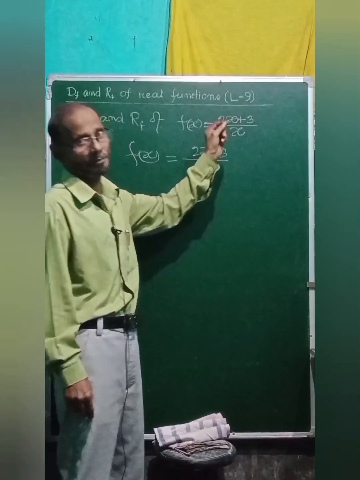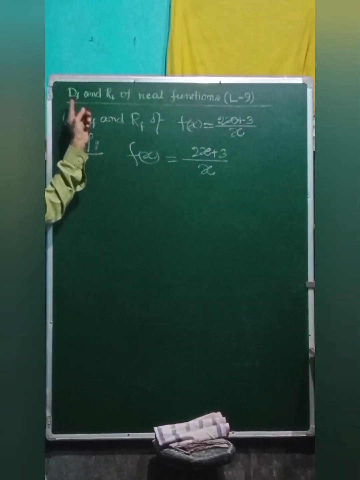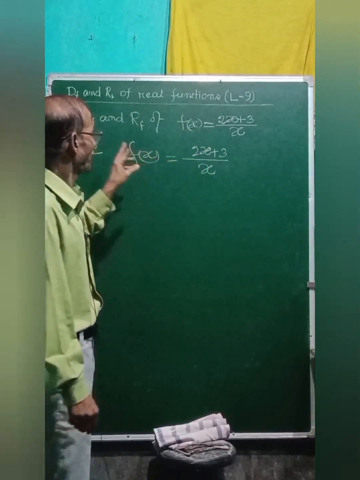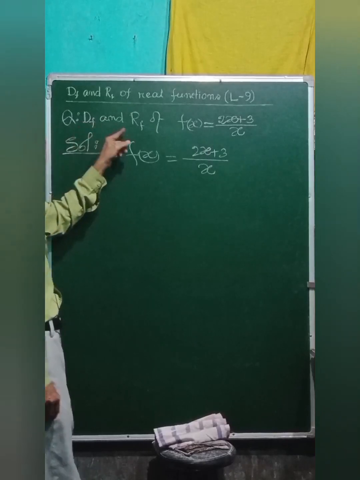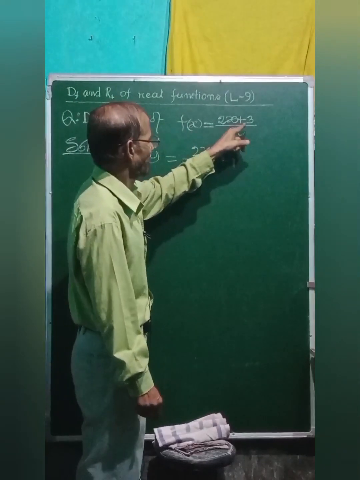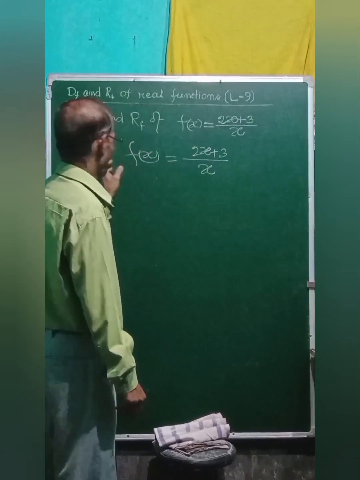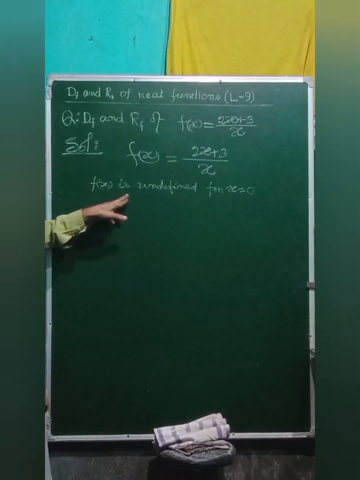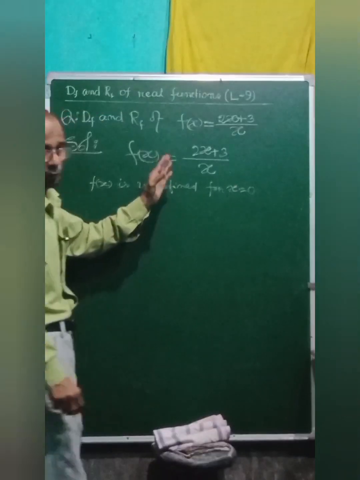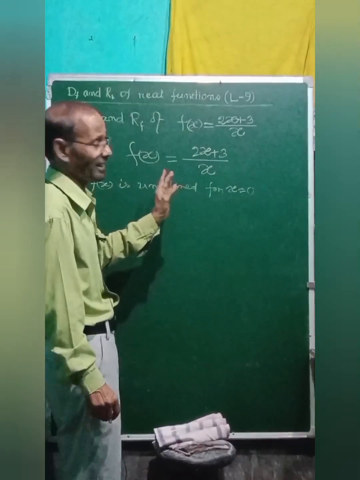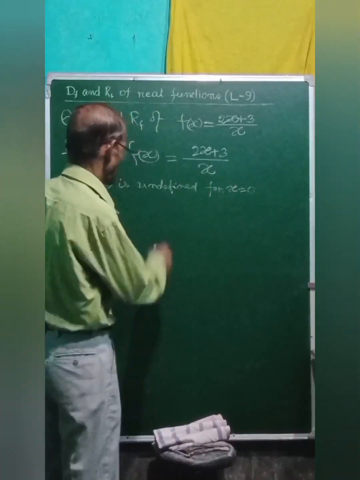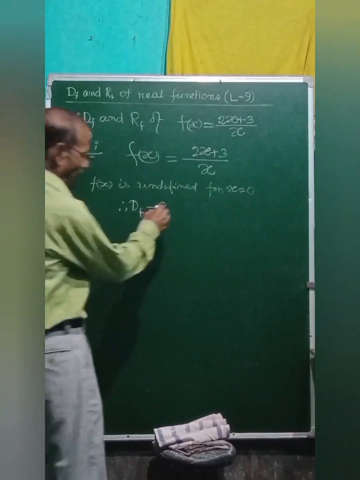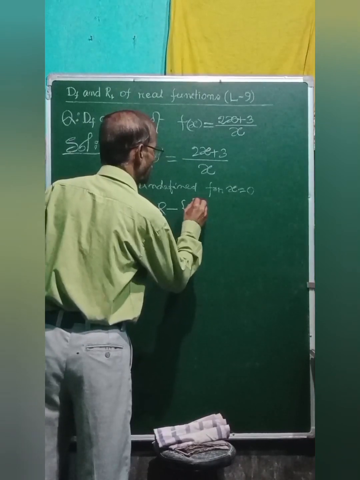In today's lecture L9, we are going to find the domain and range of some simple real functions. For example, the first question: find the domain and range of f(x) = (2x + 3)/x. See the solution. f(x) = (2x + 3)/x is undefined for x = 0. Therefore, all x can be taken in the set of real numbers except x = 0. So the domain Df is the set of real numbers minus {0}.